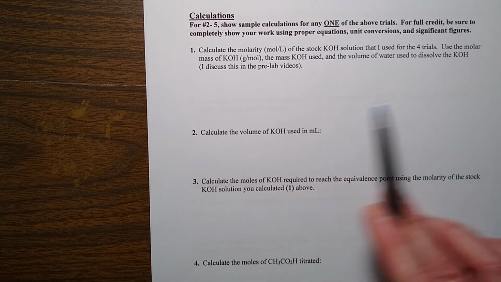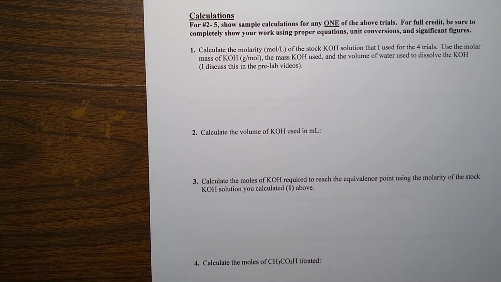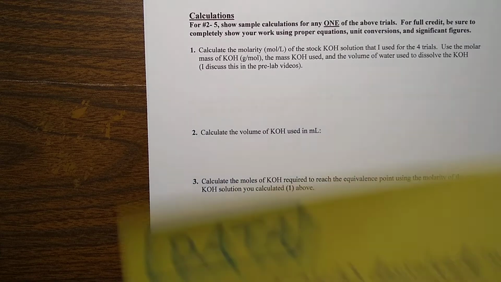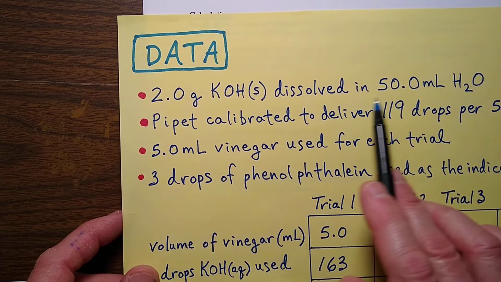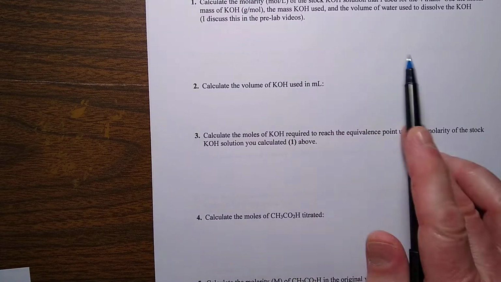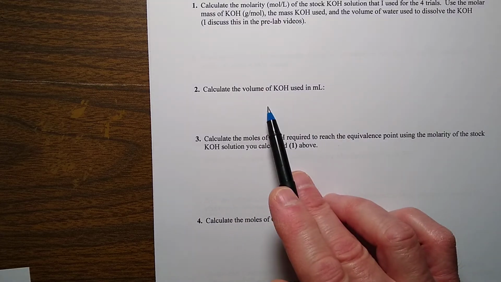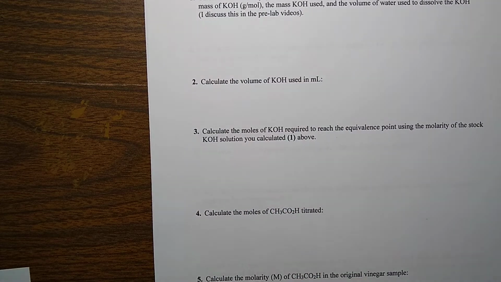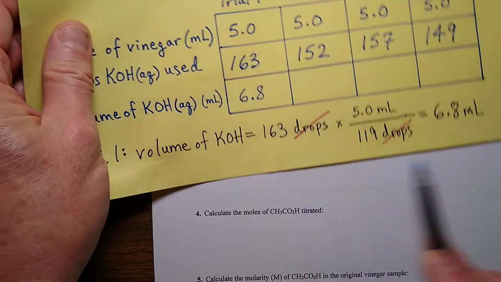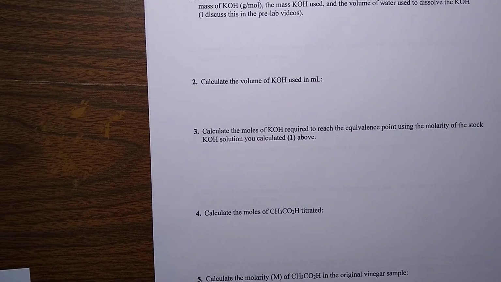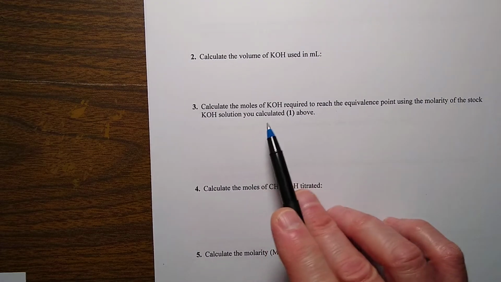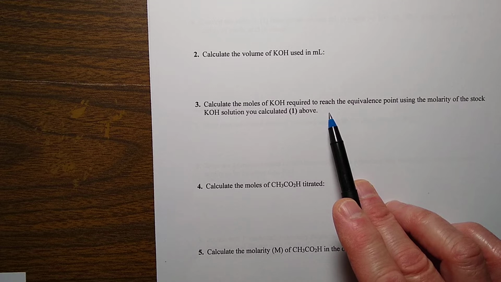This calculation you just do once. That's using that data here, the 2 grams in 50 mils of water. Convert that to a concentration, and then calculate the volume of KOH used. That would be this type of calculation. Just show that for one trial. And then calculate the moles of KOH required to reach the endpoint.